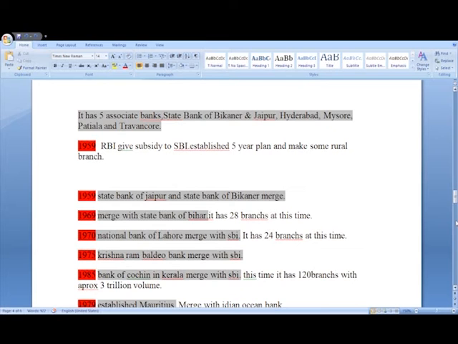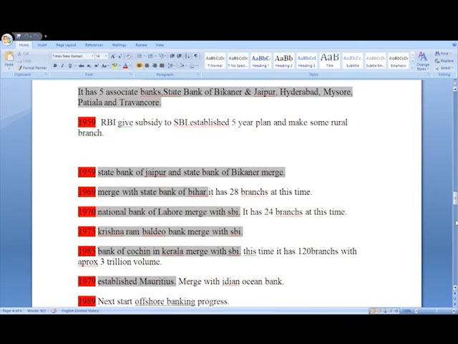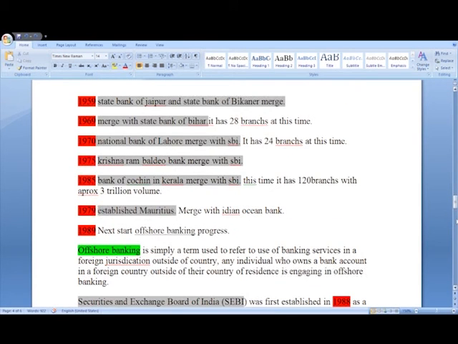1959: State Bank of Jaipur and State Bank of Bikaner merged. 1969: merged with State Bank of Bihar. It had 28 branches at this time. 1970: National Bank of Lahore merged with SBI. It had 24 branches at this time. 1975: Krishna Ram Baldeo Bank merged with SBI. 1985: Bank of Cochin in Kerala merged with SBI. At this time it had 120 branches with approximately 3 trillion volume.